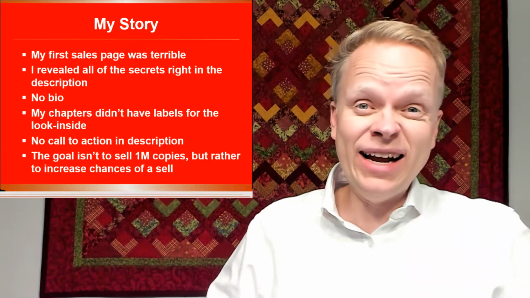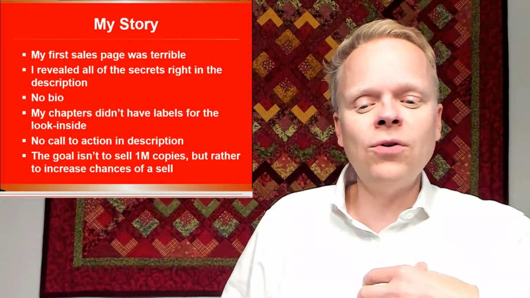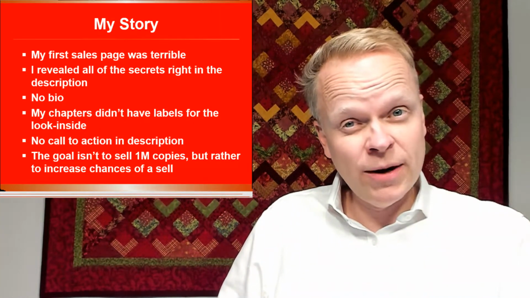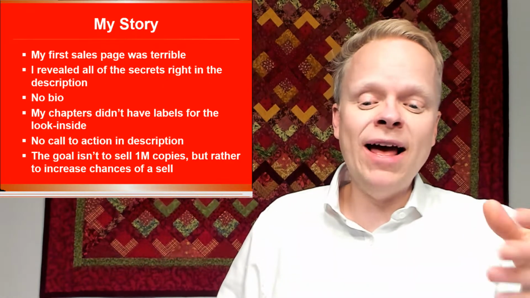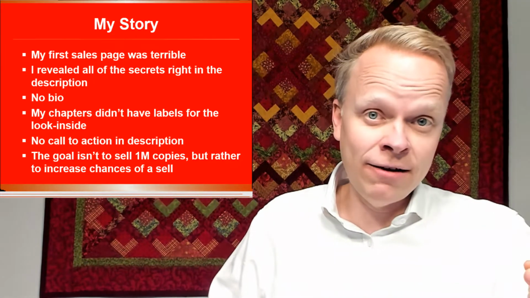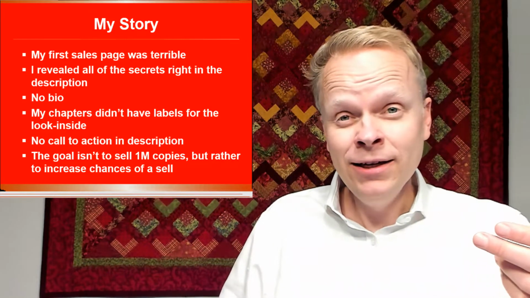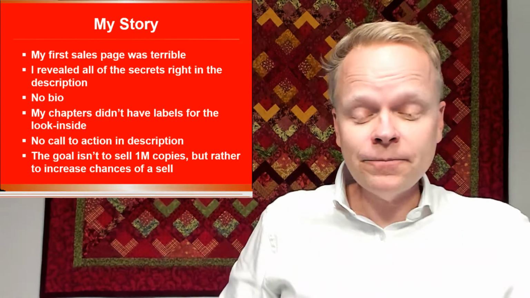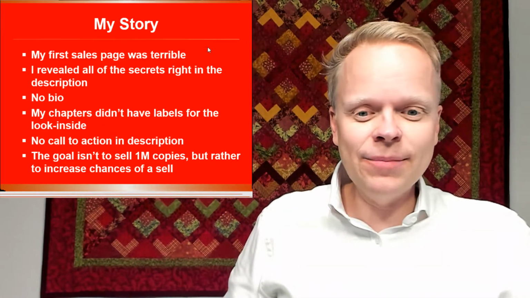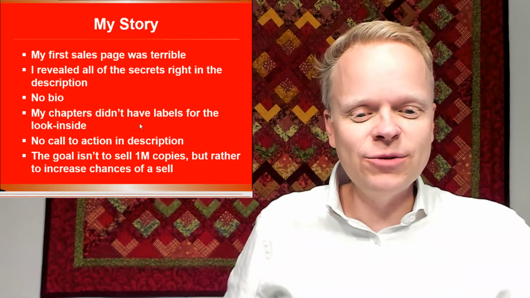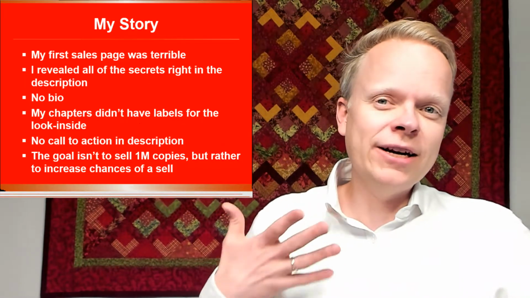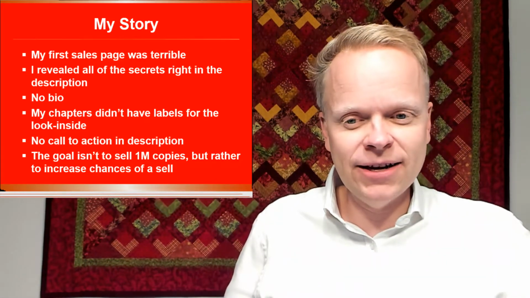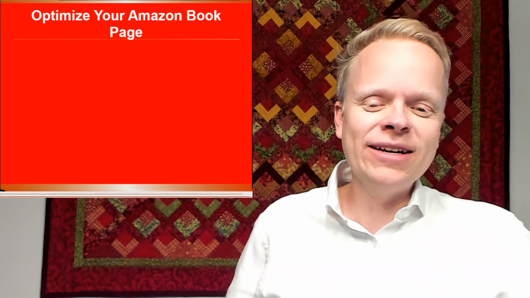And the final thing that I discovered in my own personal experience was that the goal isn't to sell 1 million copies with our description, our sales page, our title, the reviews, all of that, but rather to increase the chances of a sale. Okay? And that is something you really need to think about, right? We are really not looking to get 1 million copies of your book sold. Such a huge mistake that so many people make. Rather, we're just trying to get people to look at this and increase the chances that they will make a purchase. So optimize your Amazon book page.